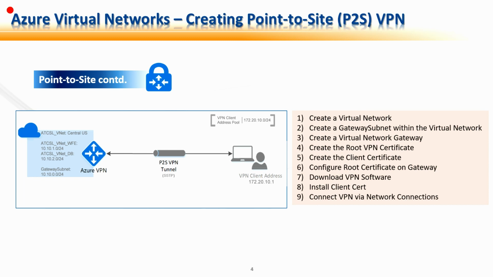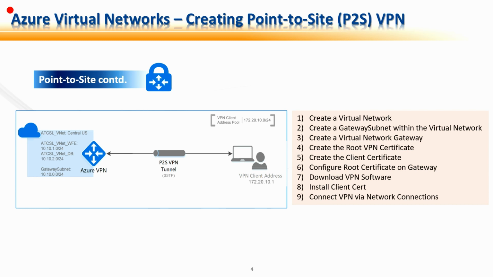The steps, as you see, are simple. First, you create a virtual network inside the resource group. Once that is created, along with the different other subnets that we have inside the virtual network for the virtual machines, we'll also need to have one gateway subnet. And then the virtual network gateway is created. For the virtual network gateway, we need the root VPN certificate. And for this, we will be utilizing the MakeCert utility that comes with the Windows 10 SDK.